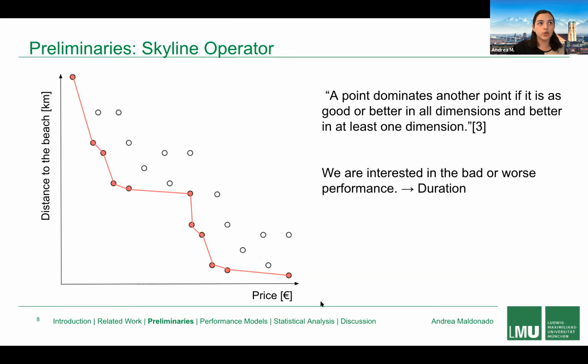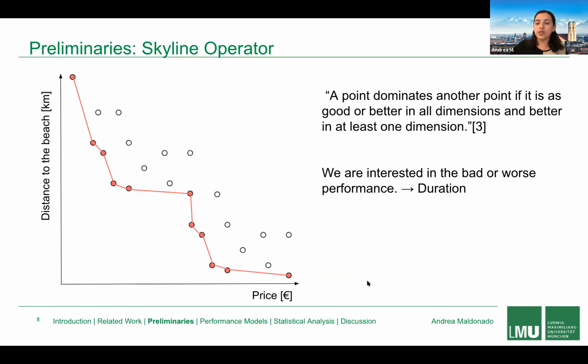So you might not want to take the top left point, which is very expensive, but very close to the beach, and maybe you don't want to take the cheapest hotel, but it might be very far away. So if you want to investigate which are the points that are most interesting to you, that make this compromise between them, you want to filter all the hotels out and just take those, you then use the Skyline operator.